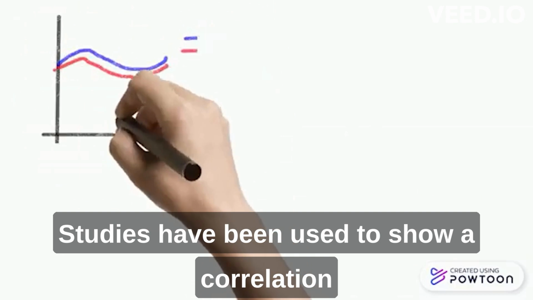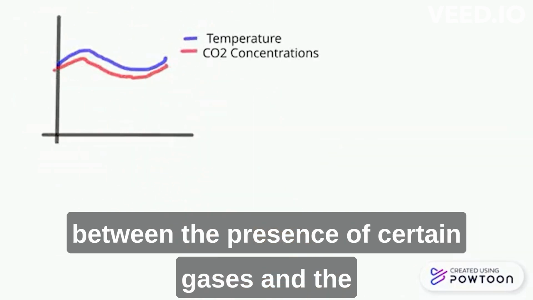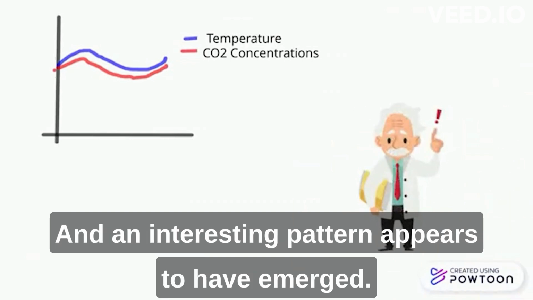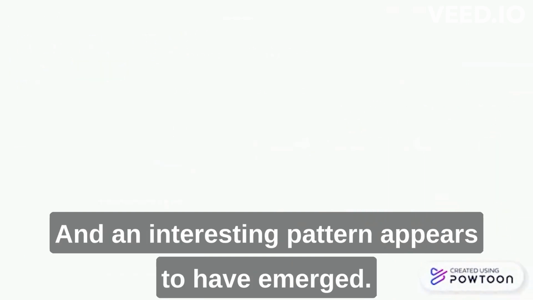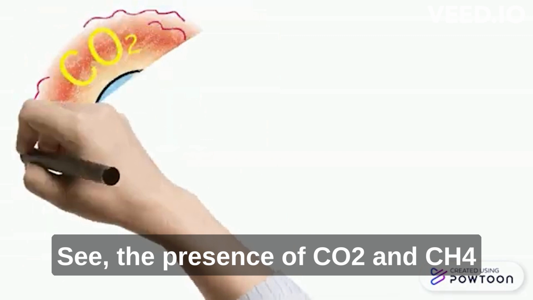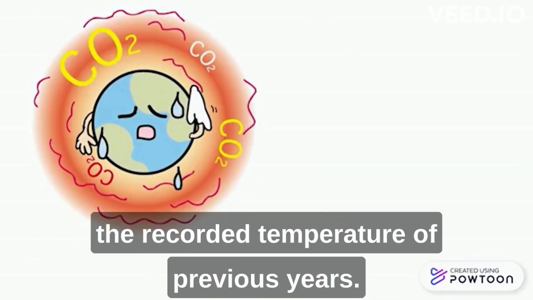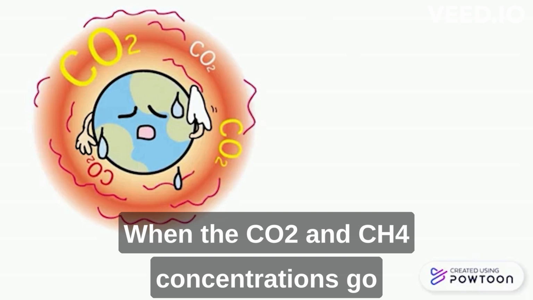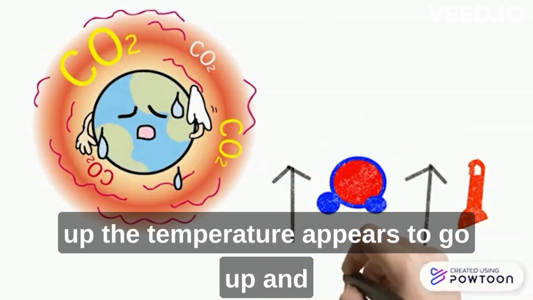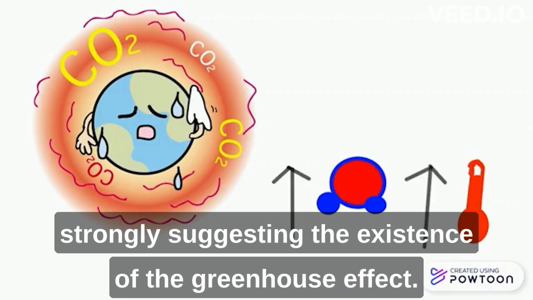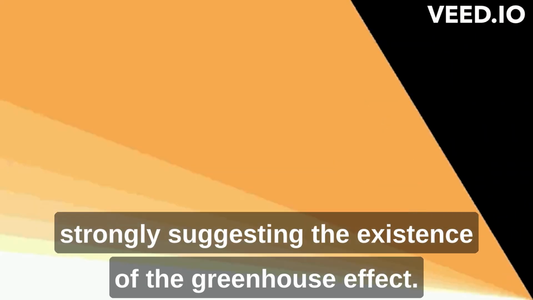Studies have been used to show a correlation between the presence of certain gases and the overall temperature of the Earth over time, and an interesting pattern appears to have emerged. See, the presence of CO2 and CH4 in the atmosphere has been closely linked to the recorded temperature of previous years. When the CO2 and CH4 concentrations go up, the temperature appears to go up, and when they go down, the temperature follows suit, strongly suggesting the existence of the greenhouse effect.